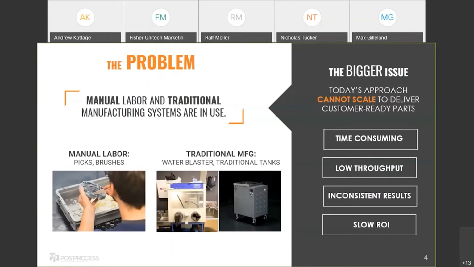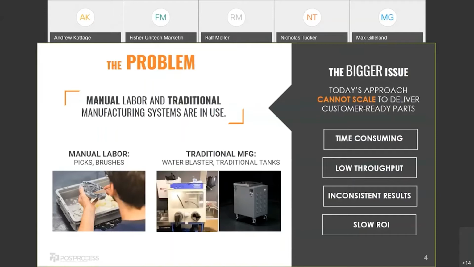And then potentially for some of the soluble supports like 706, you could be dealing with some traditional tanks where you're essentially just submerging parts and they're soaking, and they're never really designed for additive, and you run into some additional challenges there. So what does this ultimately mean?